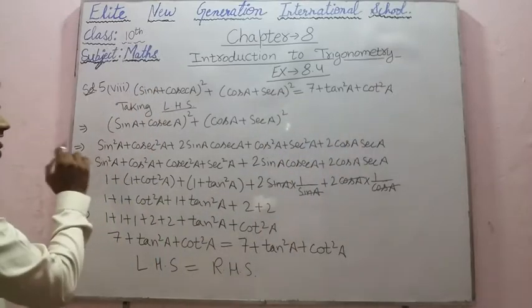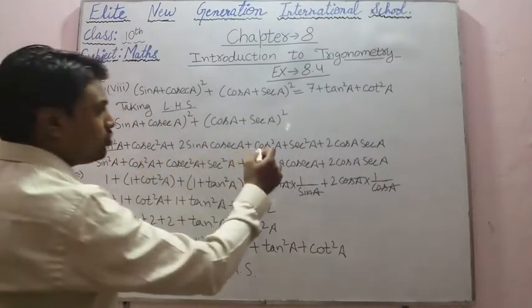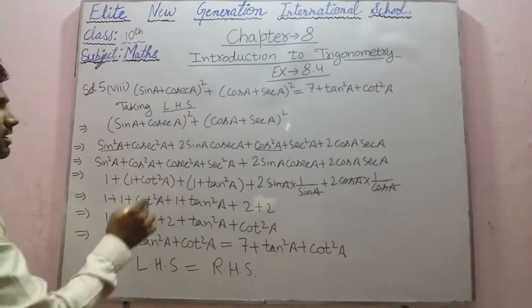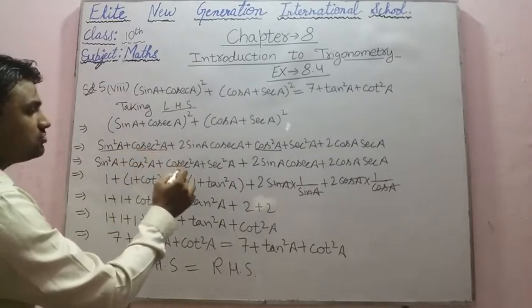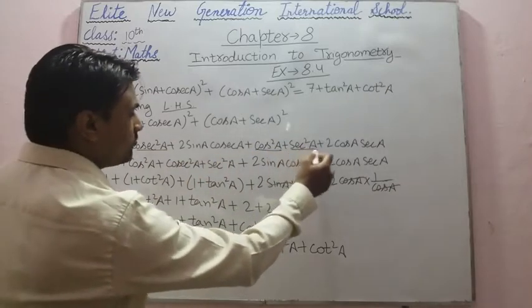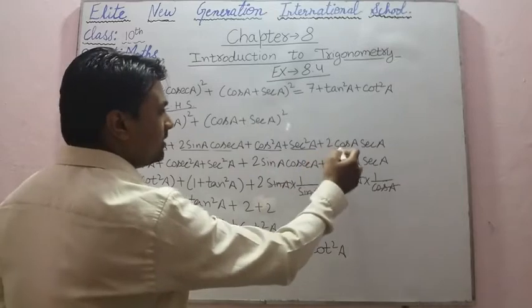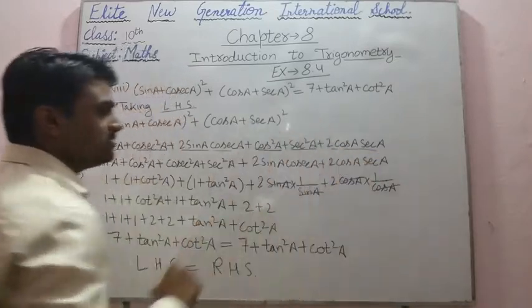Now after this we can write this sin square a and cos square a together, so it will be sin square a plus cos square a. Here also we can write cosec square a plus sec square a. Now after this we have 2 sin a cosec a plus 2 cos a sec a.